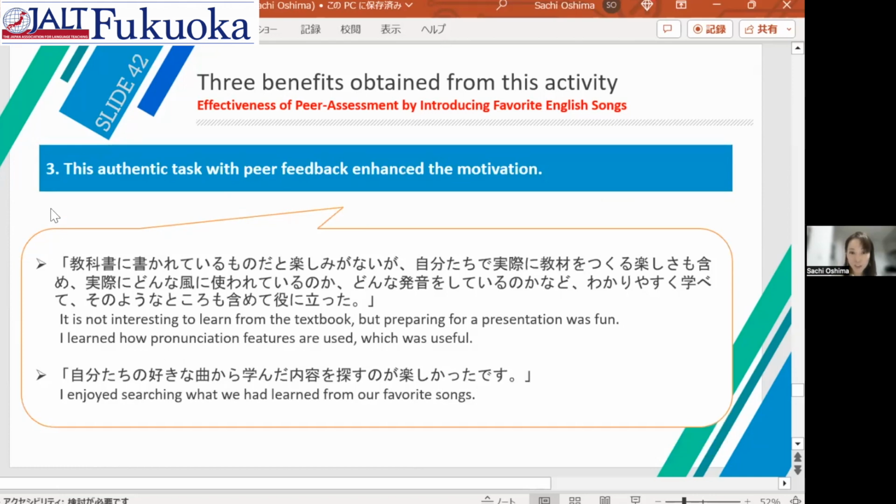Finally, authenticity again. This authentic task with peer feedback enhances motivation. A student said, it is not interesting to learn from the textbook, but preparing for a presentation was fun. I learned how pronunciation features are used, which was useful. So if I only used the textbook during the 15 weeks, maybe students would have a totally different perception. But by introducing peer assessment or peer feedback activities, they said, I enjoyed searching for what we had learned in our favorite songs.